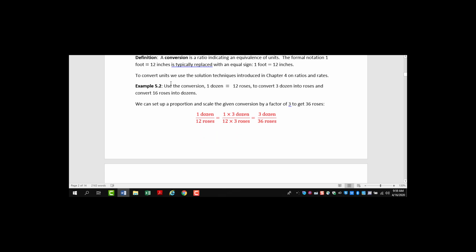So here's example 5.2. We're going to use the conversion 1 dozen is equivalent to 12 roses to convert 3 dozen into roses and 16 roses into dozens. So we can set proportions up. Here's the proportion. 1 dozen is 12 roses. I want to find out how many 3 dozen are. So I can multiply the numerator by 3 and the denominator by 3. And this should look very similar to equivalent fractions. And I'll get this. So we can use the proportion and scale it by 3.